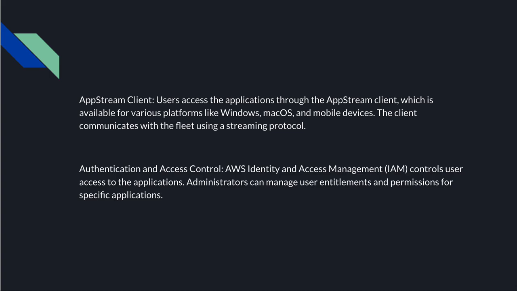Okay. Next is authentication and access control. This is very important from a security perspective, that AWS provides AWS Identity and Access Management, that is IAM, which controls user access to the application. Administrators can manage the user entitlements and permissions for specific applications.